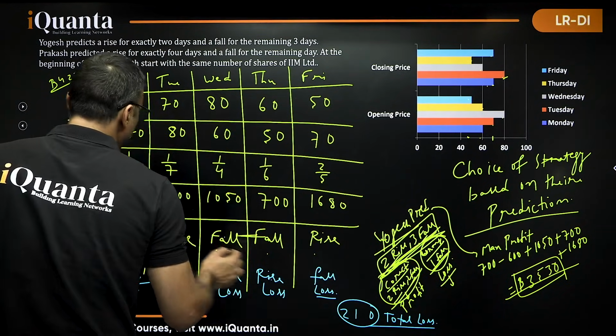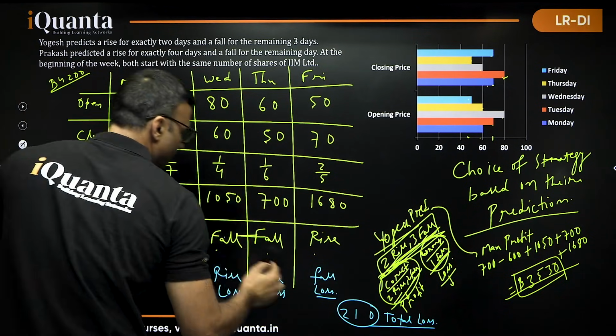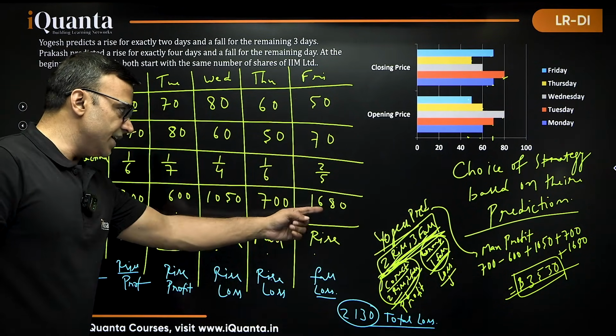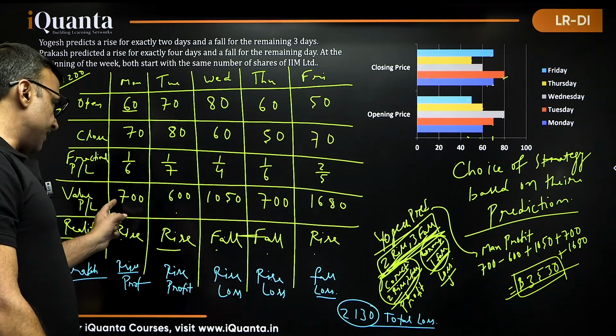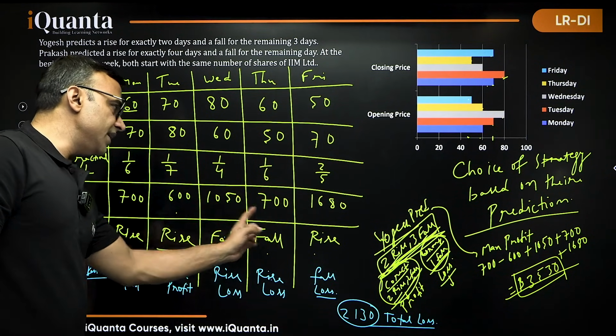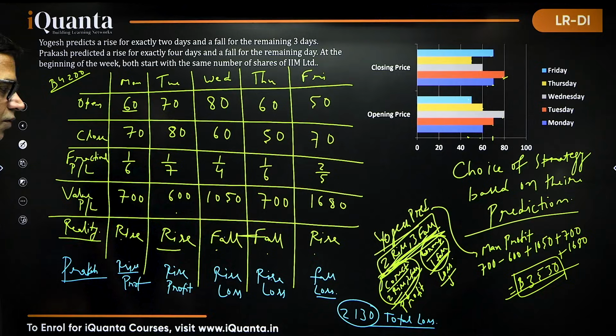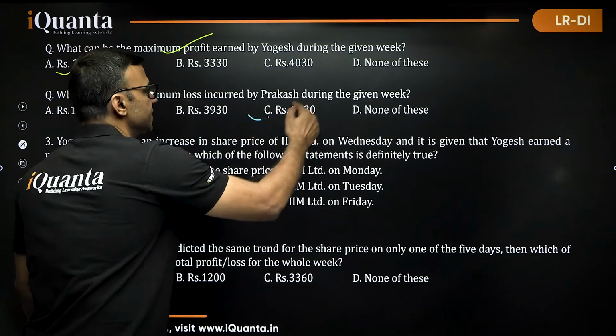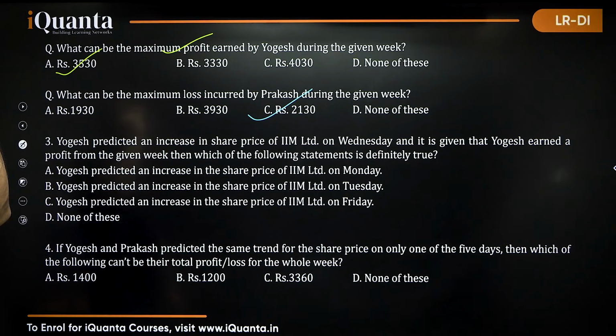2130, just add carefully. I'll just repeat one more. You see, 1050, 700 and 1680, that is a loss value. 700, 600, that is a profit value. So add these three, subtract these two, you will get 2130 is total loss. Do we have that option? 2130, option C is the correct answer, right?